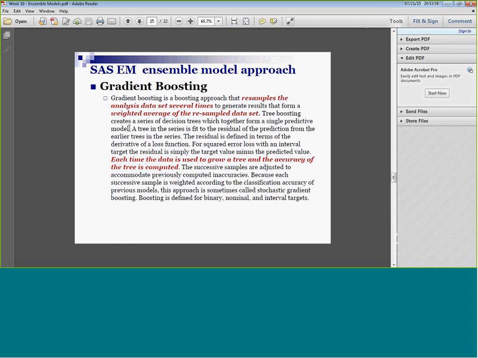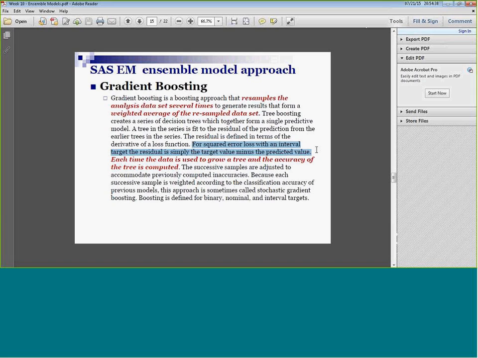So you're building multiple trees with resampled data. You can't use the whole data set, obviously. Now, the first tree in the series is fit to the residual of the prediction from the earlier trees, in terms of the derivative of a loss function. Wow, getting complicated. For squared error loss with an interval target, the residual is simply the target value. This is the key. For an interval target, this works pretty well. Simply the target value minus the predicted value.